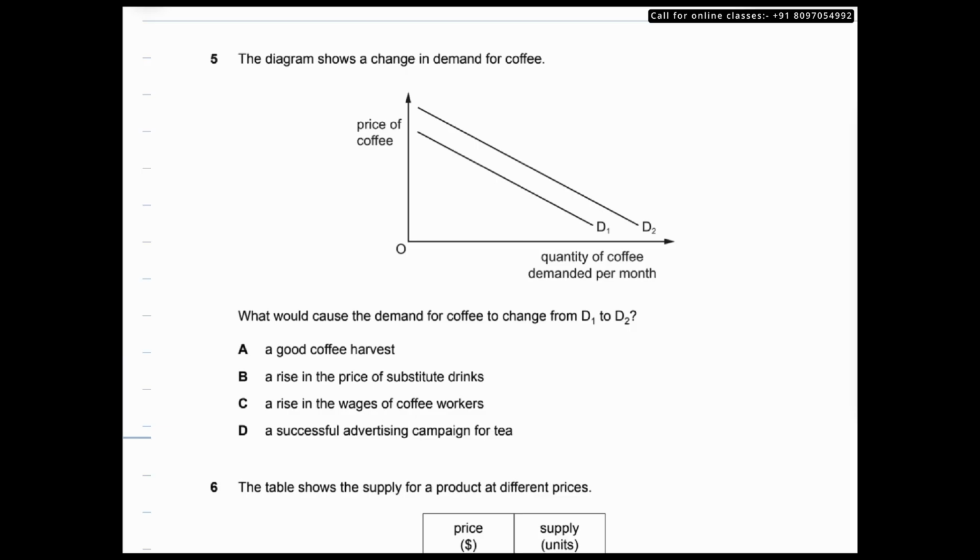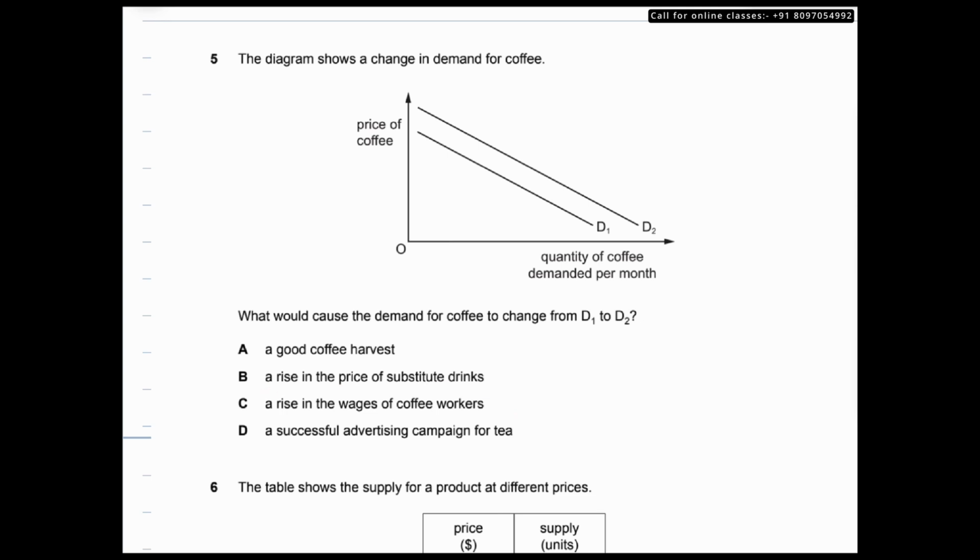Now, before I move on to explaining the pointers again, a true and false question. A rise in price of a substitute good increases the demand for the main commodity. And if possible, if you could give a real world substitute for coffee. All right. Now, in this question, the correct answer is B. So option B says a rise in price for substitute drinks.